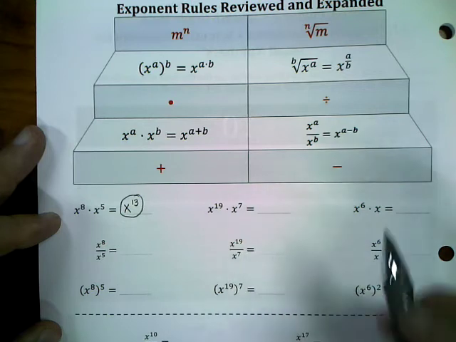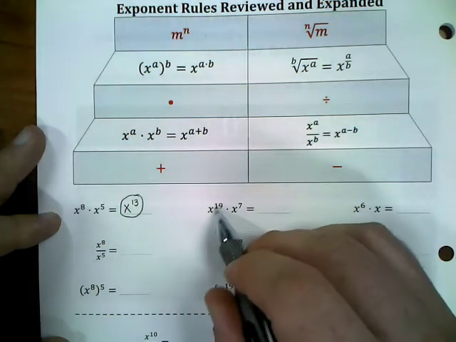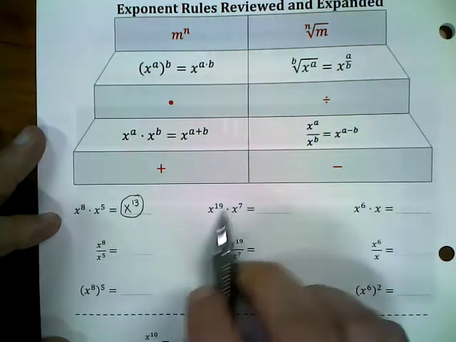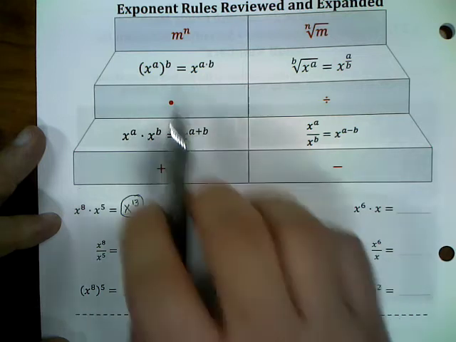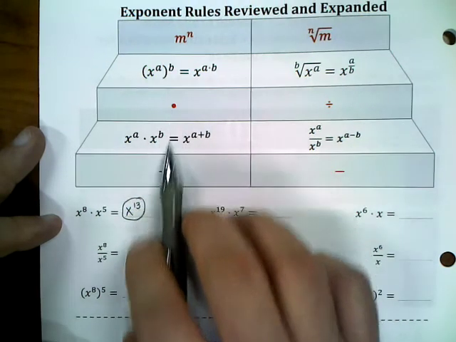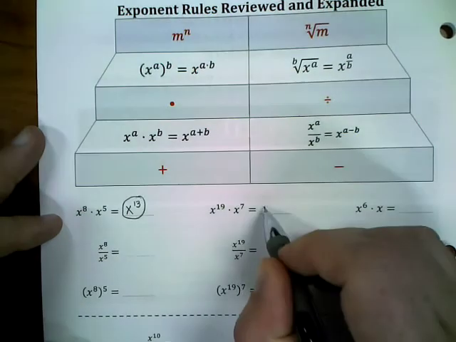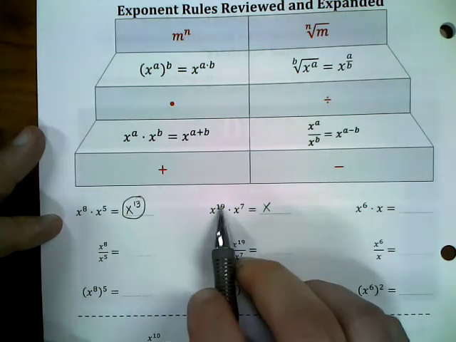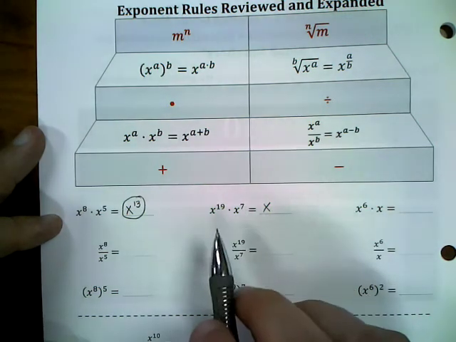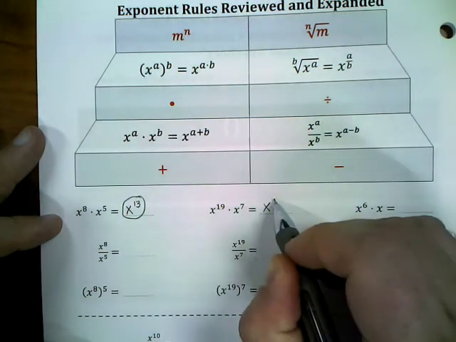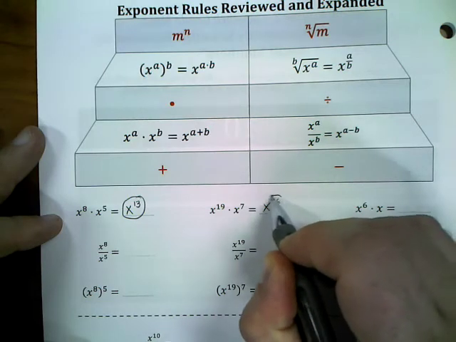Next problem. If I have x to the 19th power times x to the 7th power, again, we're power times power. So if we multiply powers, we can instead add the exponents. So this would be x to the power of 19 plus 7. Well, 19 plus 7 is 26.